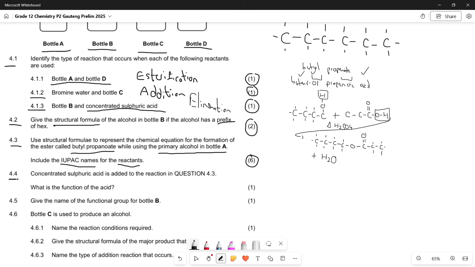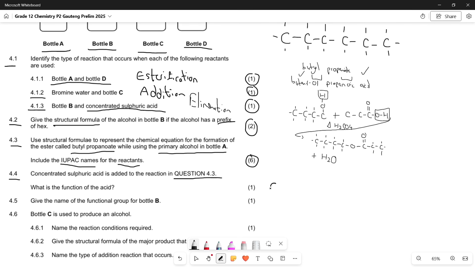Then 4.4 is a follow-on question. It says concentrated sulfuric acid is added to the reaction in question 4.3. So what we just discussed here with the H2SO4. What is the function of the acid? So it is a catalyst. It helps speed up the reaction without getting involved by lowering the activation energy. So therefore we can apply some heat and this reaction can take place a lot quicker.